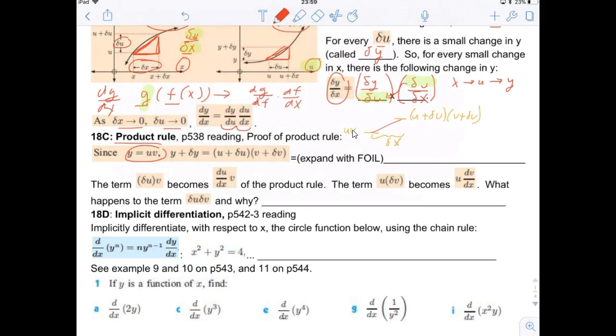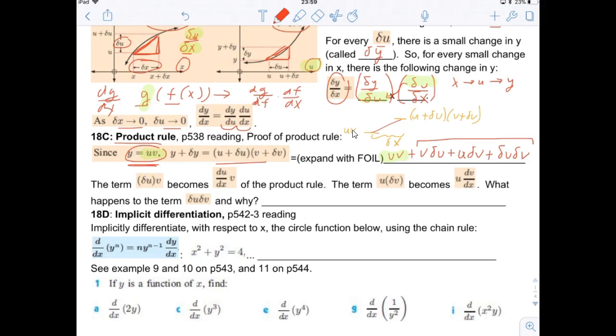So we're going to FOIL this, and we're going to end up with uv plus v delta u plus u delta v, and last of all we have delta u delta v, right? Now if you compare this new expression with the original expression here, you can see that the first term is the same as this term. So that's the part that is the same. Now what is the change? The change is these three terms here.